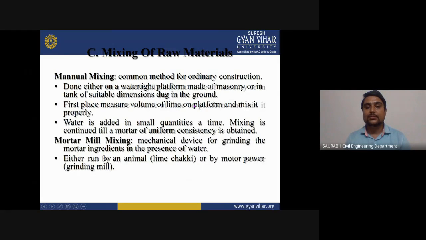Manual mixing is the common method for ordinary construction, done either on a watertight platform made of masonry or in a tank of suitable dimension dug in the ground. First, place the measured volume of the lime on the platform and mix it properly. Water is added in small quantities at a time. Mixing is continued till a mortar of uniform consistency is obtained. Mortar mill mixing is a mechanical device for grinding the mortar ingredients in the presence of water, either run by an animal or by motor power.